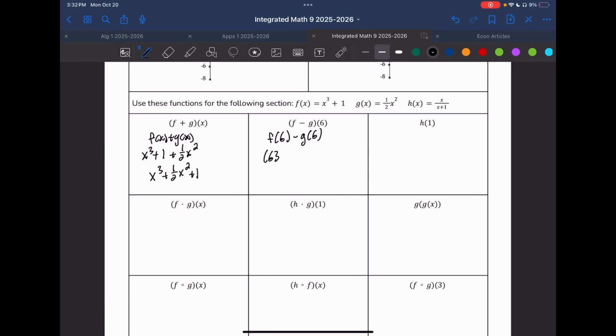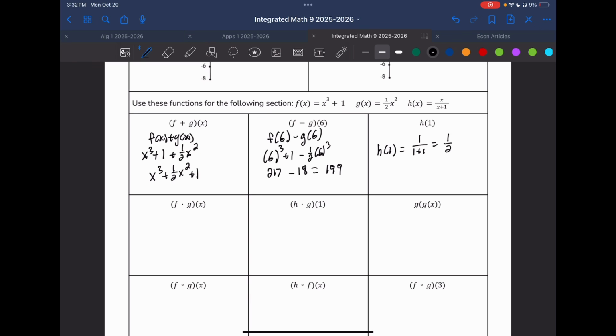And so f of 6 is 6 cubed plus 1, so it's 217. And then minus g of 6, which is 1/2 times 6 squared, which is 18, meaning that the difference is 199. All right, and then h of 1 is 1 over 1 plus 1. That's 1 over 2.